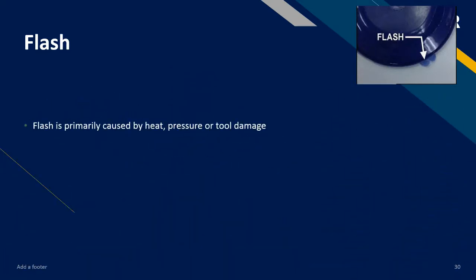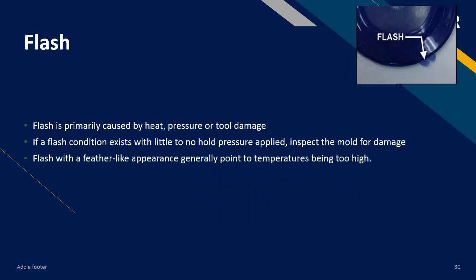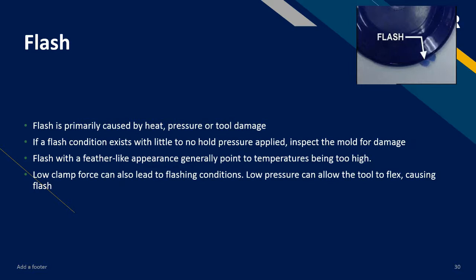Flash is primarily caused by heat, pressure, or tool damage. If a flash condition exists with little to no hold pressure applied, we're going to inspect the mold for damage. Flash with a feather-like appearance generally points to temperatures being too high. Low clamp force can also lead to flashing conditions. Low pressure can allow the tool to flex, causing flash.